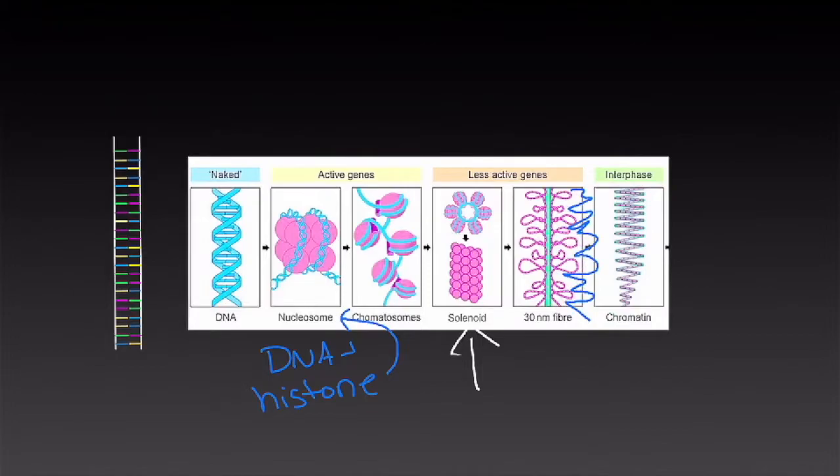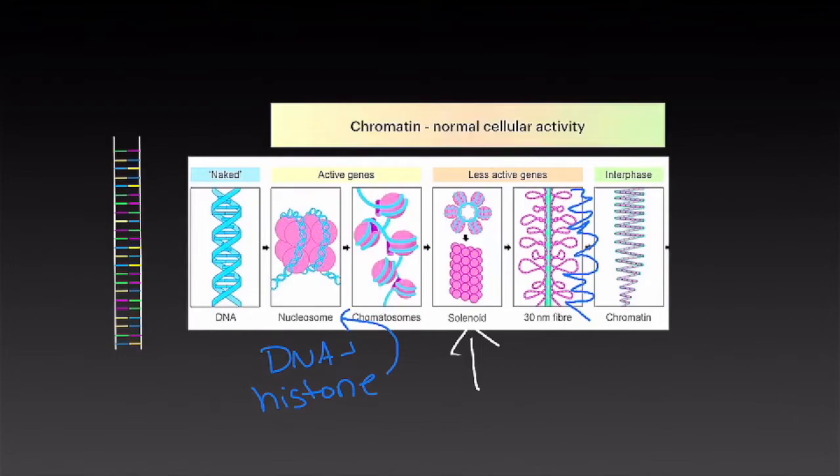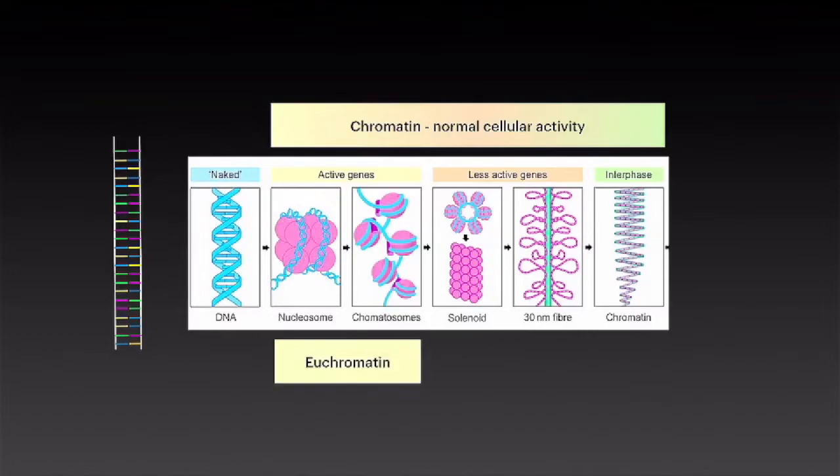In both of these cases, this is how DNA is packaged during interphase. I'm going to show you more visuals of that in a moment. So both of these types, the chromatosomes and the solenoid, the active genes, the less active genes, this is all chromatin. So every cell has the DNA packaged into chromatin during normal cellular activity. The different types of chromatin, so this loosely packed chromatin is called euchromatin. The tightly packed chromatin is called heterochromatin.